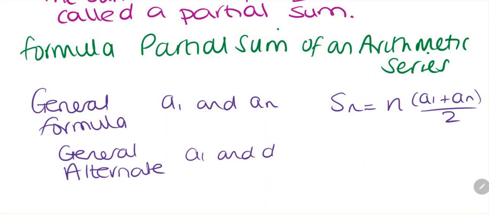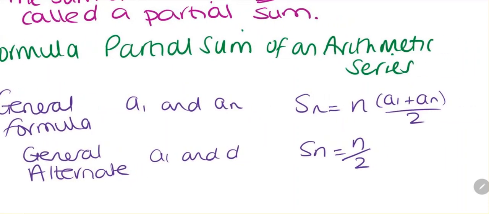And then we have the alternate formula, which is A1 and d. This formula is n divided by 2, times 2 times the first term plus n minus 1 multiplied by d.